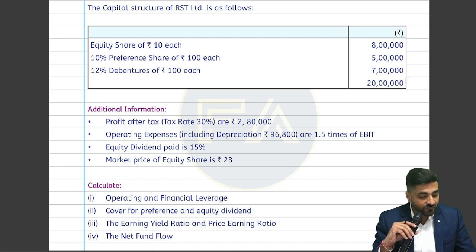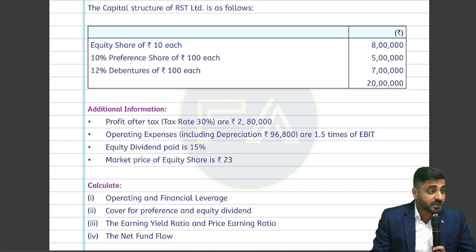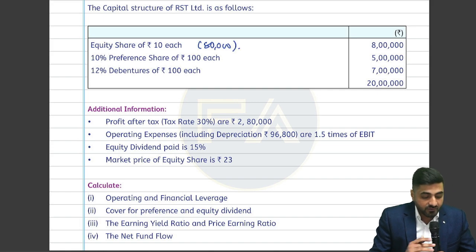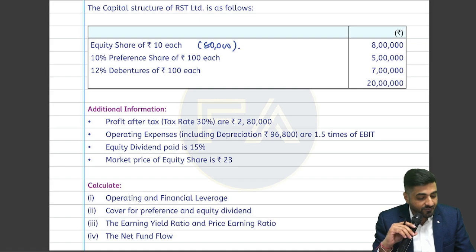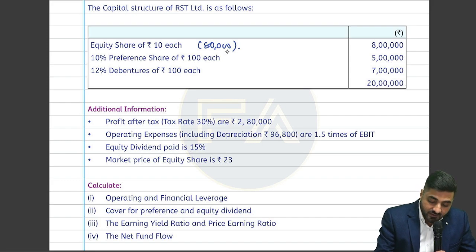Capital RST. What is the capital structure? That the equity shares are of rupees 8 lakhs. Can I say what does it mean? Beta, that number of equity shares will be what? Beta, the number of equity shares is going to be 80,000. Then we have 10% preference share capital. If it is 10% preference share capital, what is the amount of the preference dividend, guys?